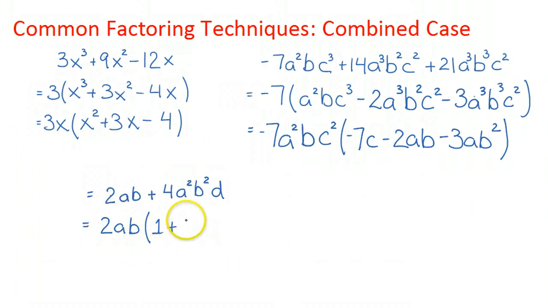2 times what gives me 4, and the answer is 2. a times what gives me a squared, and the answer is a. b times what gives me b squared, the answer is b. And I'm still left with d. Okay? So the two little points here is that if you factor out the entire thing, you're left with 1. And sometimes you might not be able to factor out from one of the terms one of the unknowns.